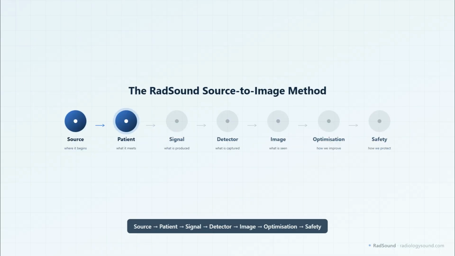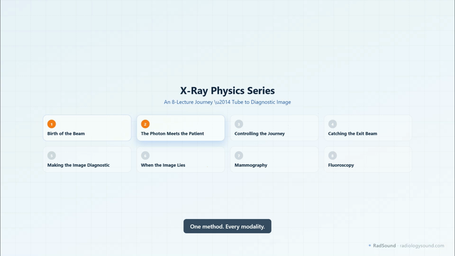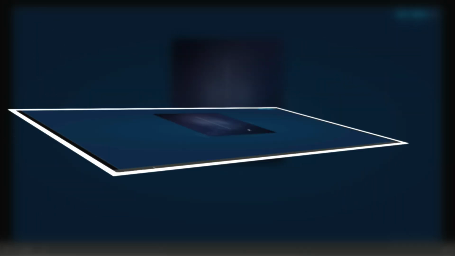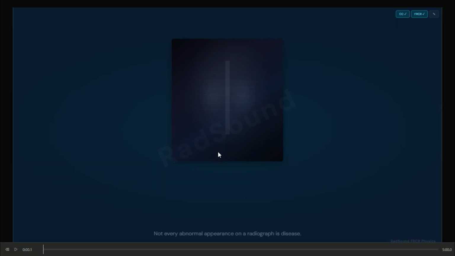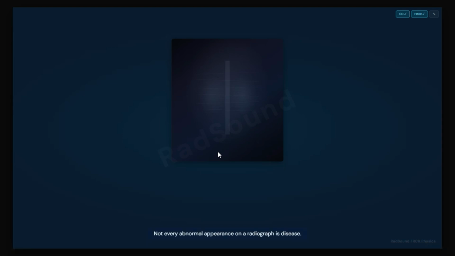You remember our approach from patient to science: signal, detector, image, acquisition, and processing. So this is the sixth lecture in the series, When the Image Lies. Not everything you see on the image will be a pathology. Something might be on the image, but still it's not pathology. So what happens when the image lies?